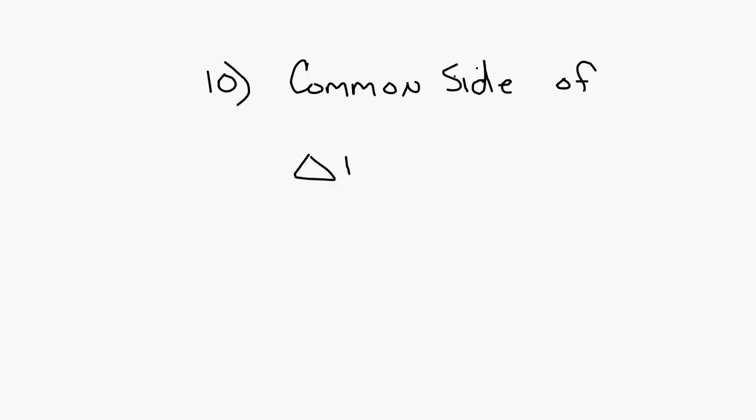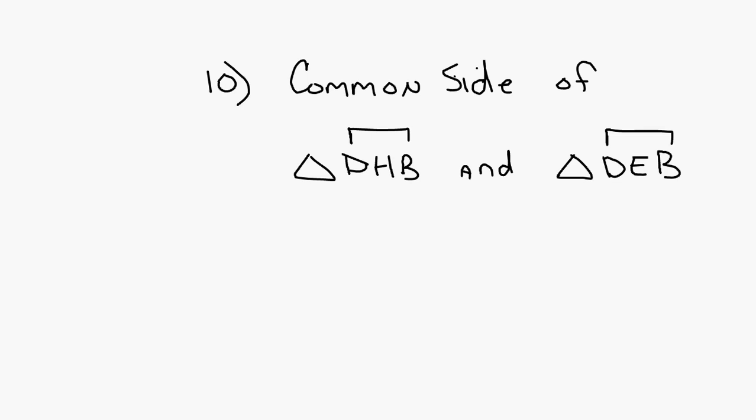On number 10. Number 10 asks for a common side. I wouldn't even look at the picture. You're given two triangles. You've got triangle DHB and you've got triangle DEB. You describe the side of a triangle using two letters. So they're asking for what common side do the two triangles share? Yeah, they both have a D and a B in them. So they share side DB.